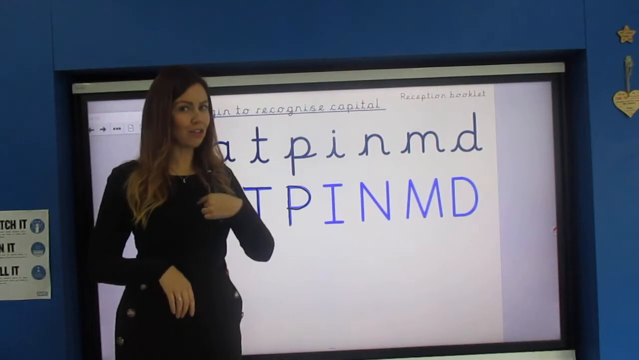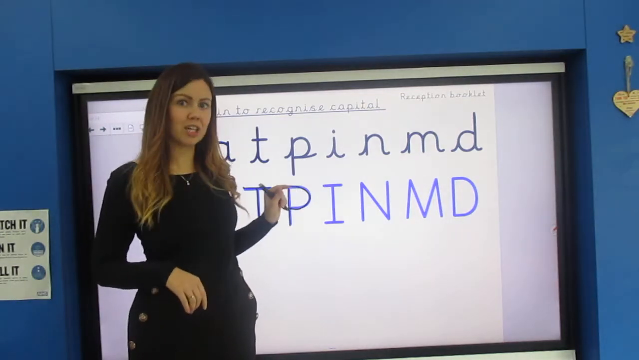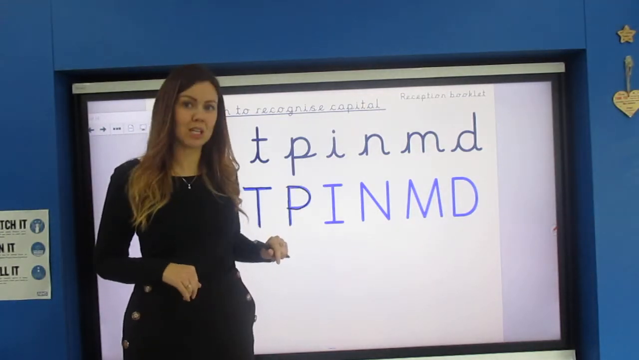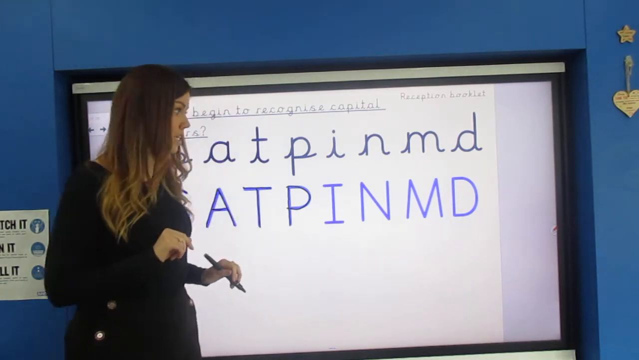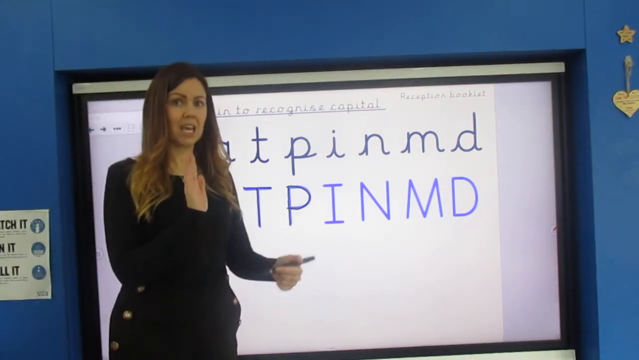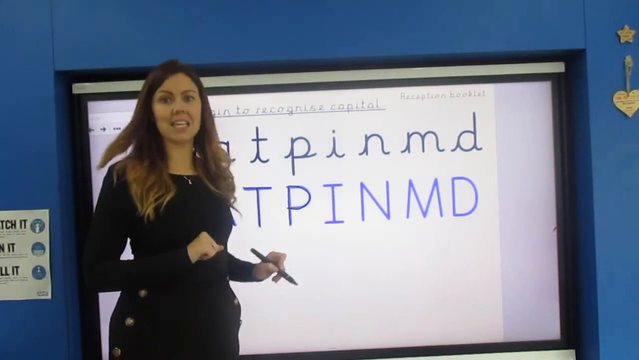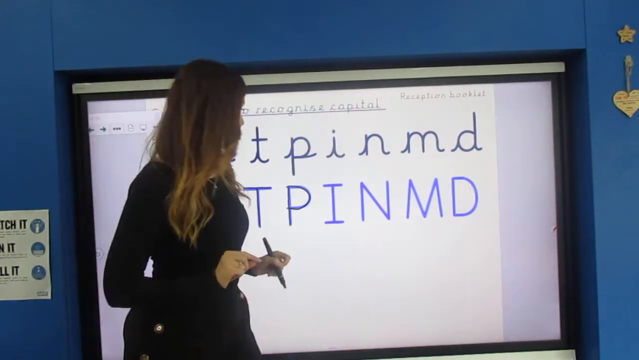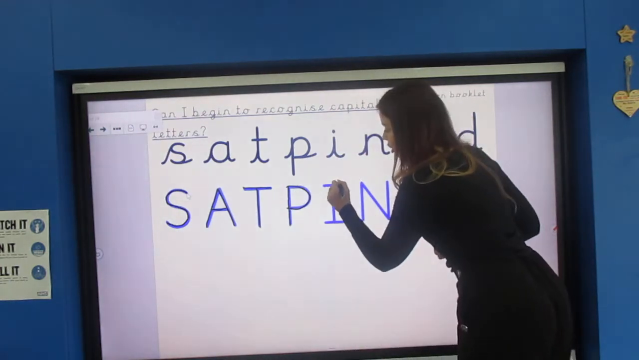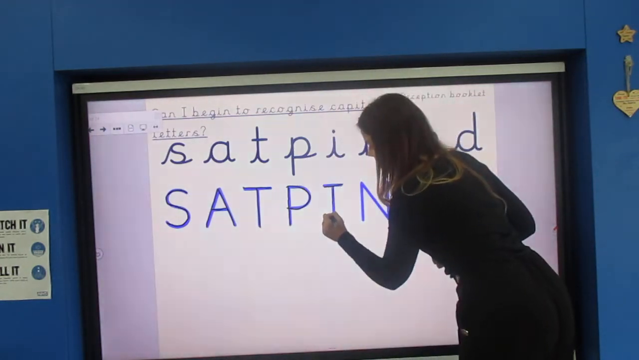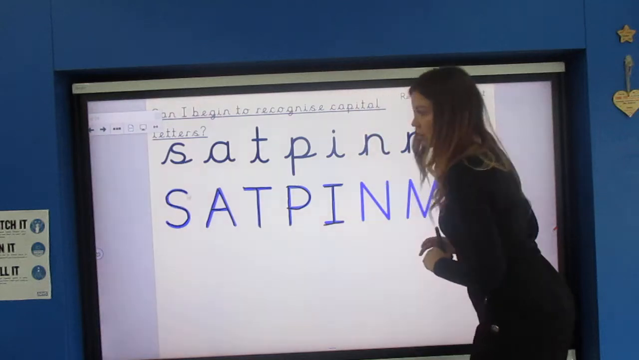Now we should all know the letter I because it's a tricky word as well, isn't it? Sometimes it can be used as a tricky word. Sometimes it's used to build up a word. If it was it, it would say it, but we can use the letter I on its own. So the letter I, across, down and across.